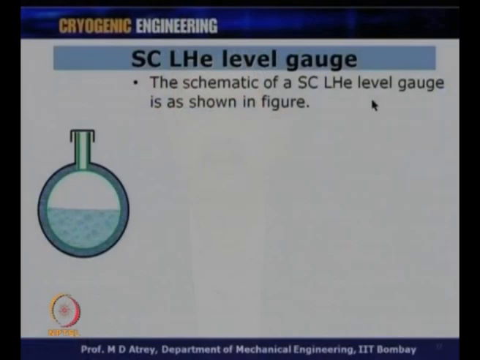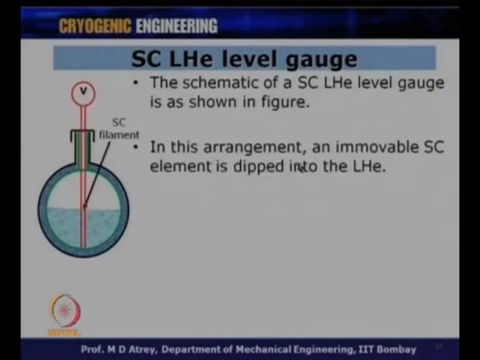It is normally preferred because it is more accurate and simple. So, the schematic of a superconducting liquid helium level gauge is as shown. In this arrangement, an immovable superconducting element is dipped in the liquid helium. So, you can see the element of the material which becomes superconducting at liquid helium temperature, and whatever part is dipped below in the liquid helium will turn superconducting, and whatever part is above the liquid helium in the gaseous region will not be superconducting, it will be normal, and therefore, depending on whatever part is immersed, voltage will vary. Alright, this is the principle on which the superconducting liquid helium level gauge would work.